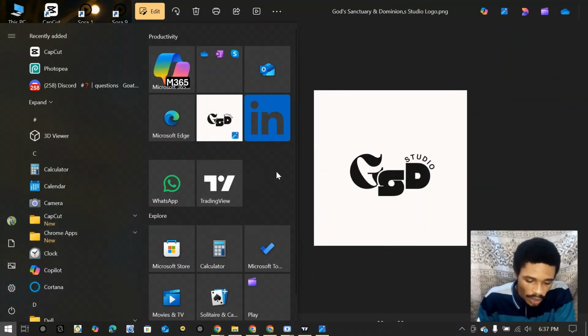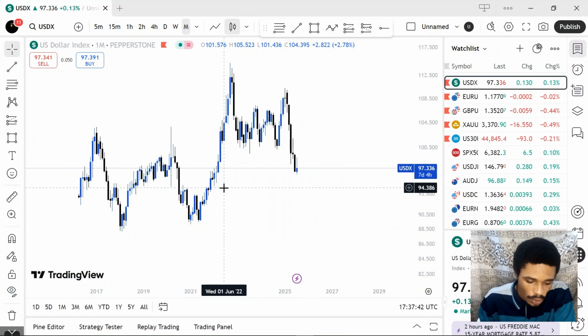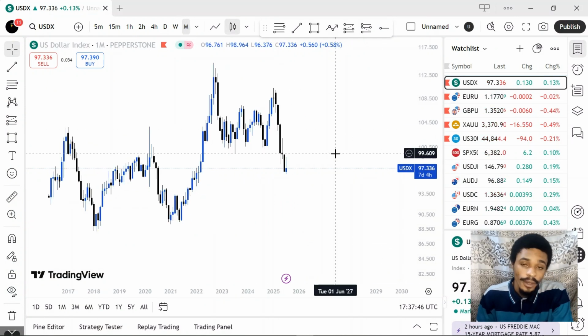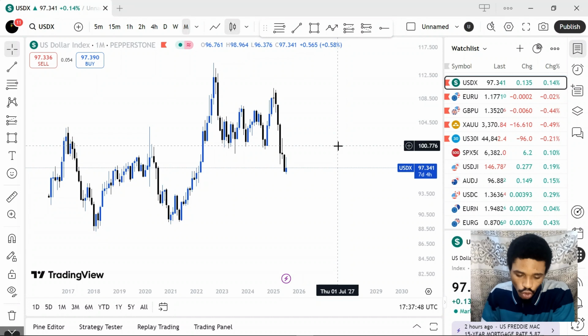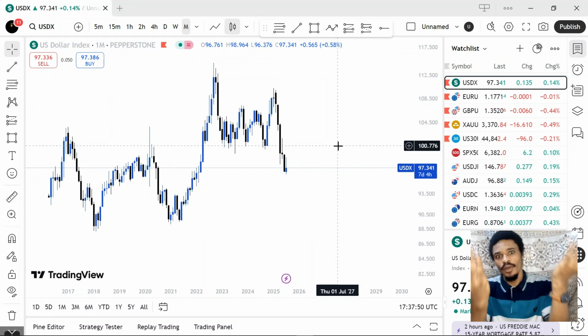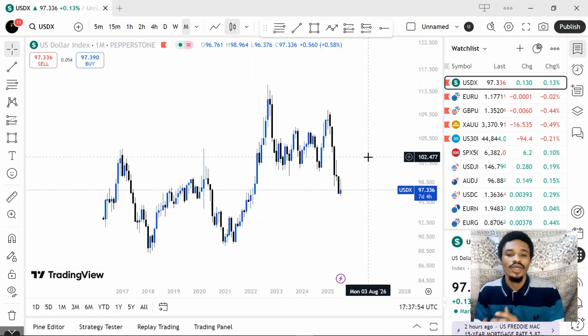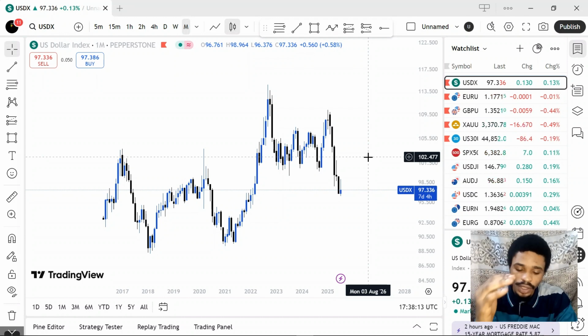All right, we're here and we're going to be using TradingView. We are going to be using the dollar index to do this explanation. First, the best way to do this is to start from the highest time frame, the monthly time frame, because I think there are other time frames higher than that, but it is best advisable to start from the monthly.